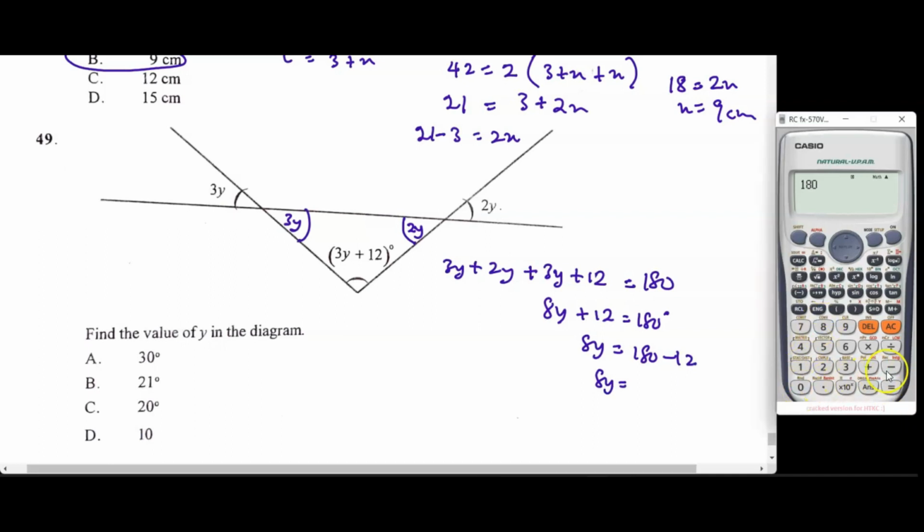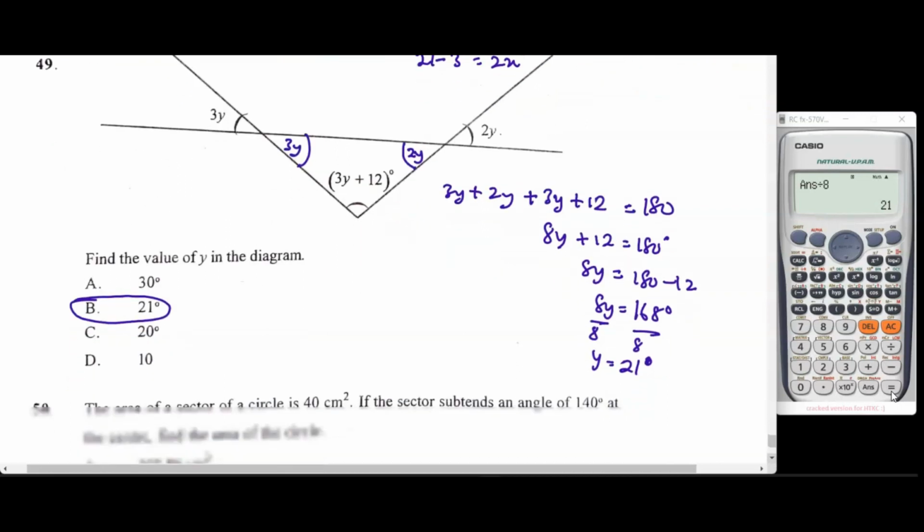180 minus 12 gives us an answer of 168 degrees. Then we divide both sides by 8, and that gives us 21 degrees. So y will be equal to 21 degrees. Perfect.